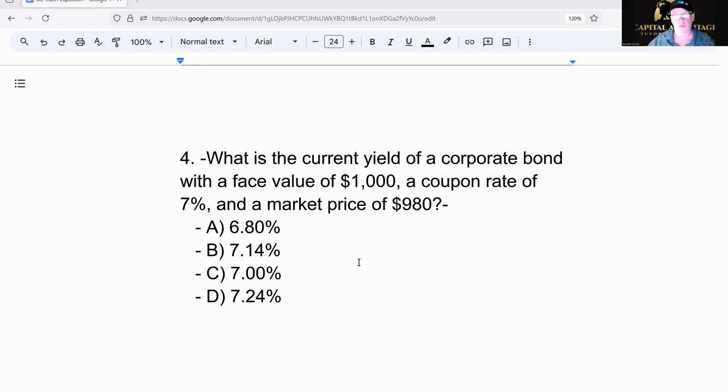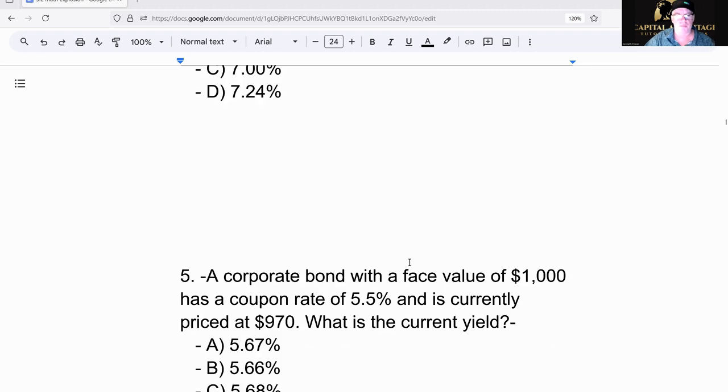What is the current yield of a corporate bond? The face value is 1,000, coupon rate is 7, market price of 980. 7 divided by 980 is 7.14. That is a letter B.